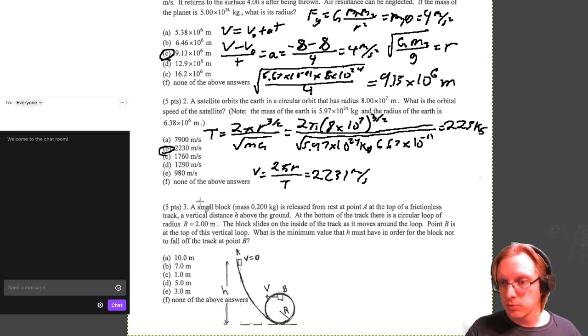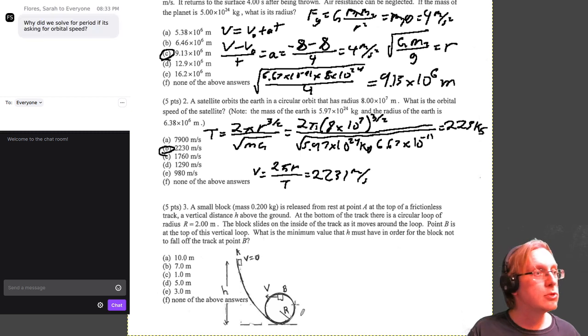Alright. A small block, mass of 1/5 of a kilo, is released from rest at point A at the top of a frictionless track. Vertical distance of h. So we start here, 0 velocity, drop that far, some h above the ground. At the bottom of the track there is a circular loop, radius of 2 meters.